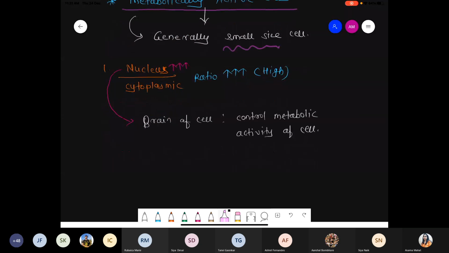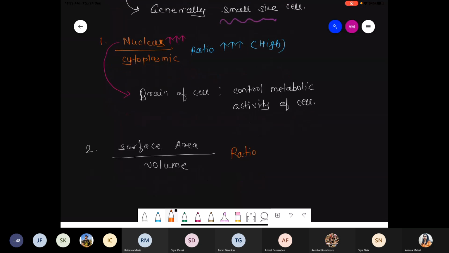Okay. And we are talking about surface area by volume ratio. Could you tell me what the ratio will be, high or low? Any guess? Surface area by volume ratio is high or low? Quickly tell me. Surface area by volume ratio, what do you think? Again, these are high.